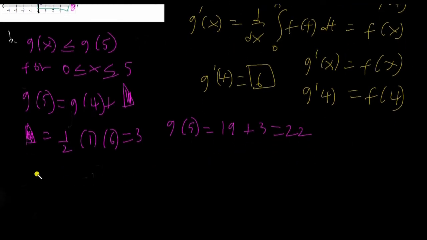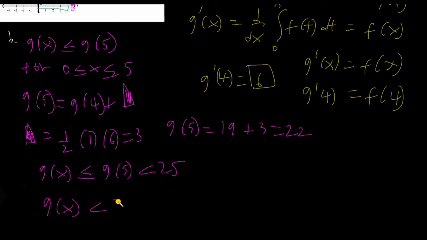So g of 5 is 22, and then we said g of x is less than or equal to g of 5, and 22 is always less than 25, right? That's just a fact. So we can say g of x is less than or equal to g of 5 is less than 25. Therefore, this is some geometry property, I don't remember what this is called, but g of x must be less than 25. Right, and we've proven that.